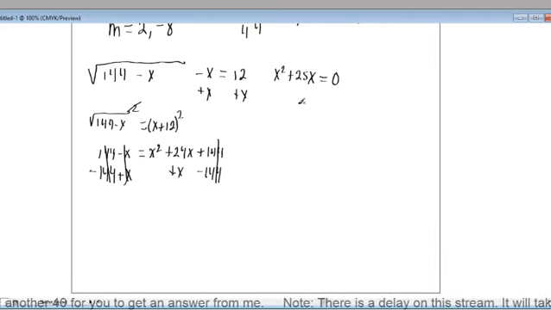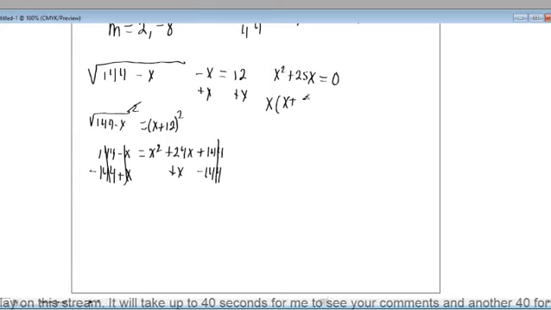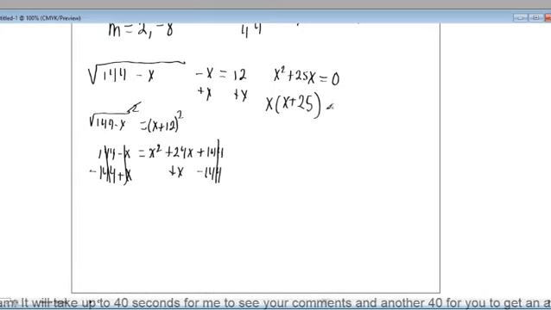However, there's something way easier, and that is to recognize that both of these have x. So we can actually use GCF factoring here. We can factor an x out. So make this x times (x plus 25) equals 0.